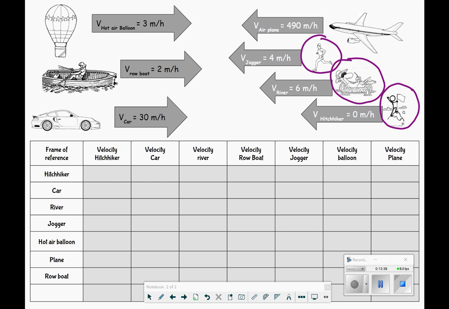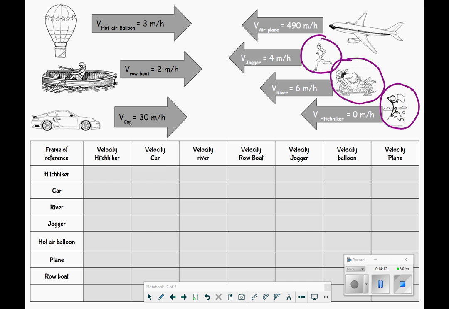This first one right here, the guy standing on the mountain, is what we're going to call the hitchhiker. The guy floating in his inner tube is the velocity of the river. You've got a guy running, that is velocity of the jogger. Remember, subscripts tell us specific things. We've got an airplane, the velocity of the airplane. We've got a hot air balloon, the velocity of the hot air balloon. We've got the velocity of a rowboat, and we've got velocity of a car.